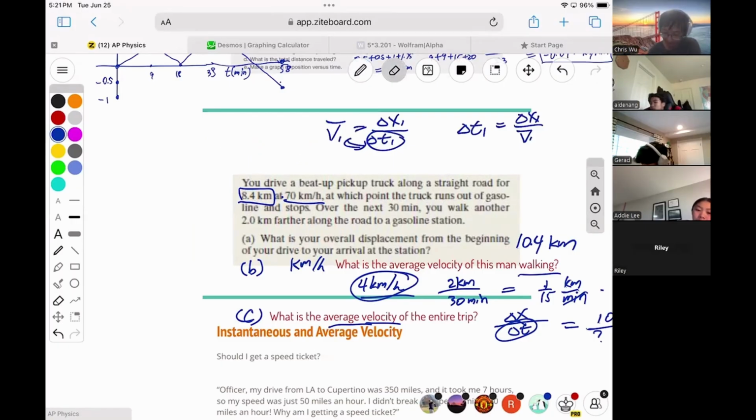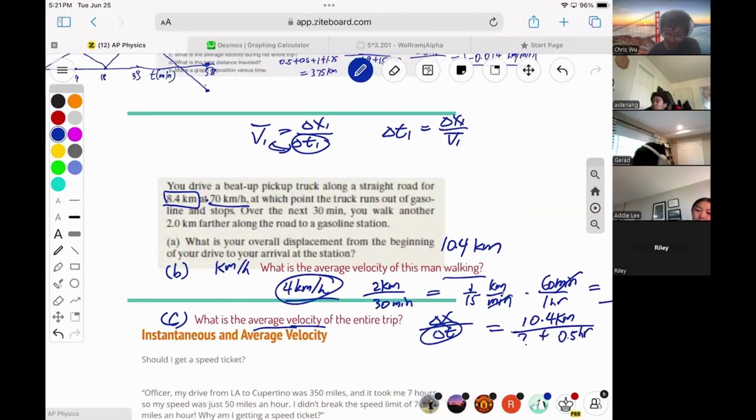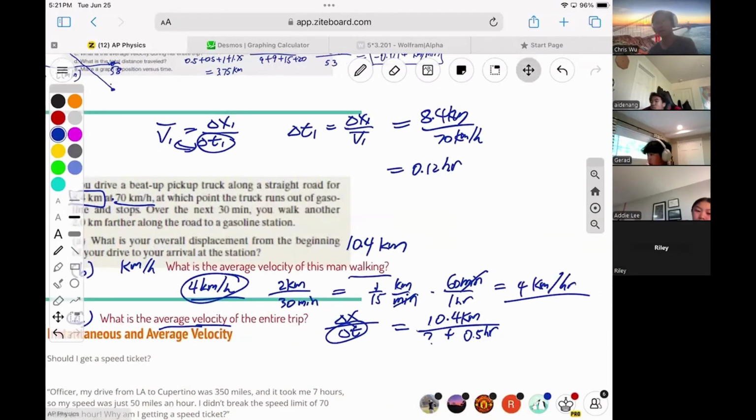So that's that. Therefore, the time I spent on the first part of the journey is simply going to be 8.4 kilometers divided by 70 kilometers an hour. And if you do the division, this is 0.12 hour, right? And that's that.